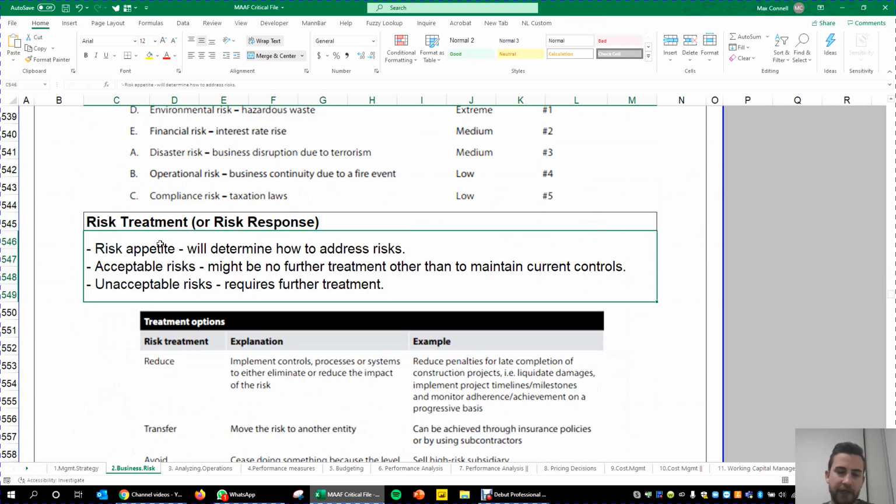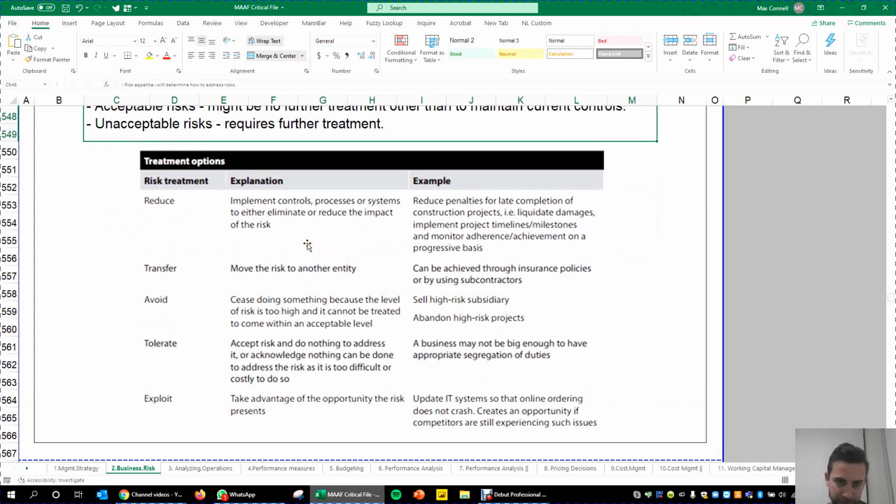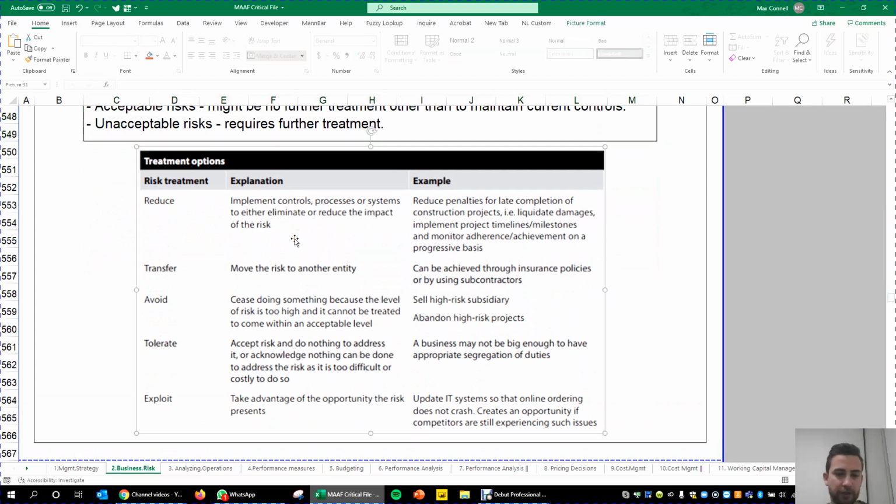Okay, and then what we've got as the next part to this topic is risk treatment. How do we actually respond to those risks once we've identified them? So we mentioned before there's risk appetite, so what you're willing to accept. There's acceptable risks and unacceptable risks. So if there's acceptable risks, it's basically just treating it to get them under control, reduce the risk level. And if it's unacceptable risk, then it requires further treatment. So treatment options here we've got are reduce, transfer, avoid, tolerate, or exploit. So reduce is basically implement controls, processes, or systems to eliminate or reduce the impact of the risk. Transfer is move the risk to another entity.